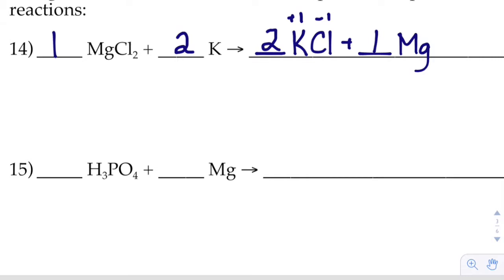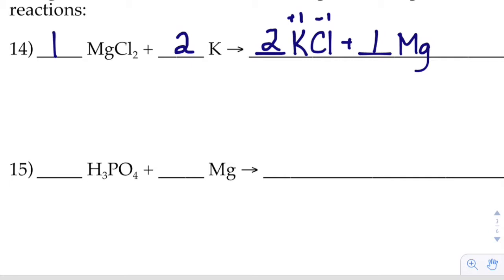Okay. We've got H3PO4 and magnesium. We'll try that guy out. Okay, so you say, all right, magnesium's a metal. It's going to take the place of the metal. Uh-oh, there's no metal. So now what do we do? Well, hydrogen's kind of weird. Hydrogen's a nonmetal. So is phosphorus and oxygen.